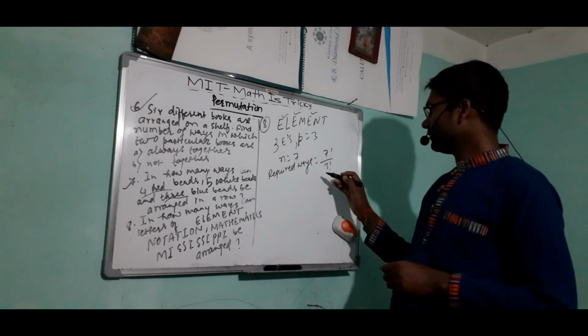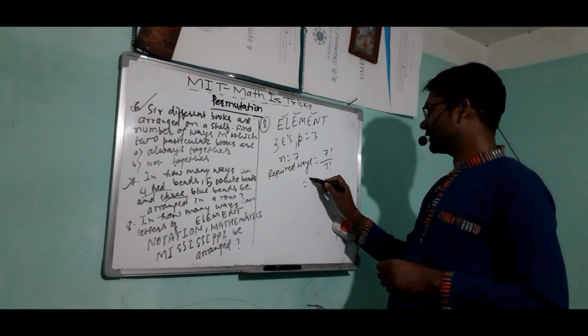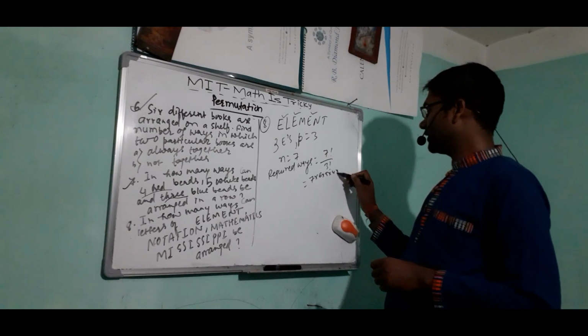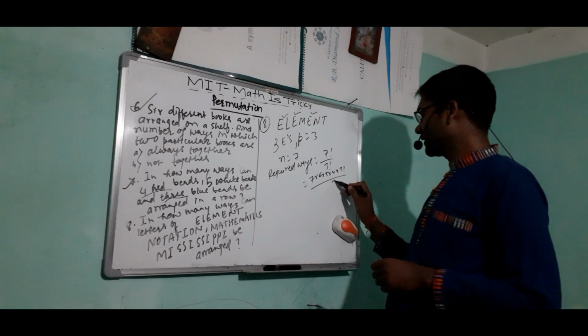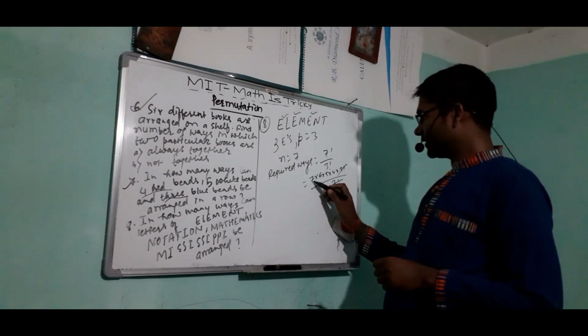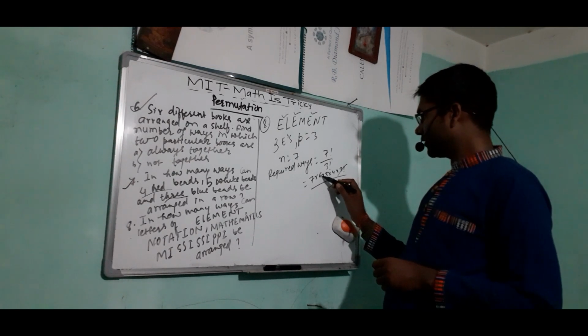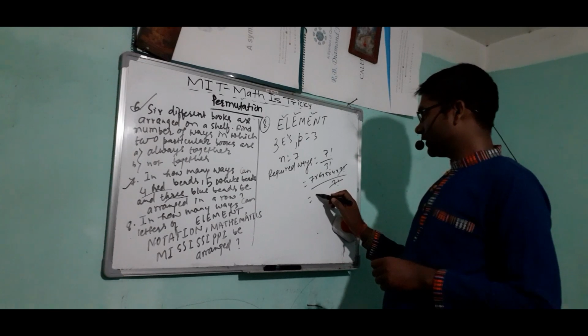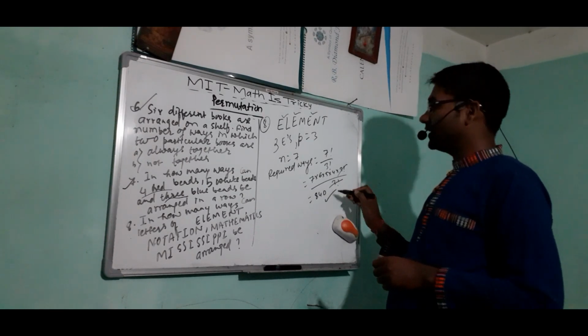So simplify this: 7 into 6 into 5 into 4 into 3 factorial by 3 factorial, these two cancel, so it is simply 7 into 6 is 42, into 5 is 210, into 4, 840 will be the answer.